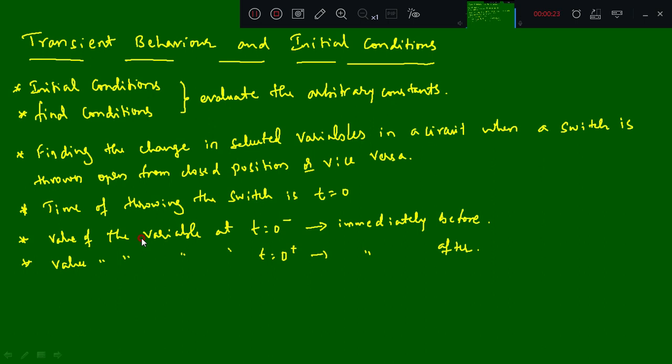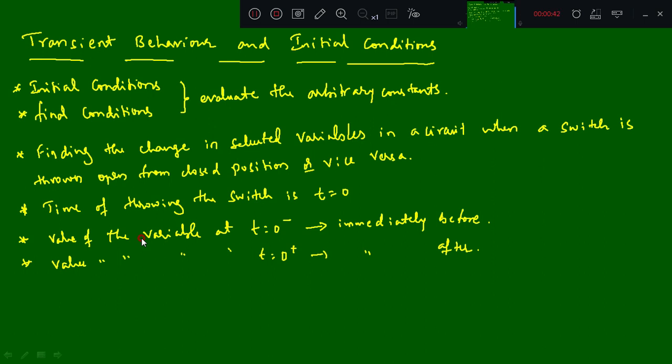So it is for evaluating the arbitrary constants, and this is helpful for finding the change in the selected variables in a circuit when a switch is thrown open from closed position or in the reverse direction, that is from closed to open.